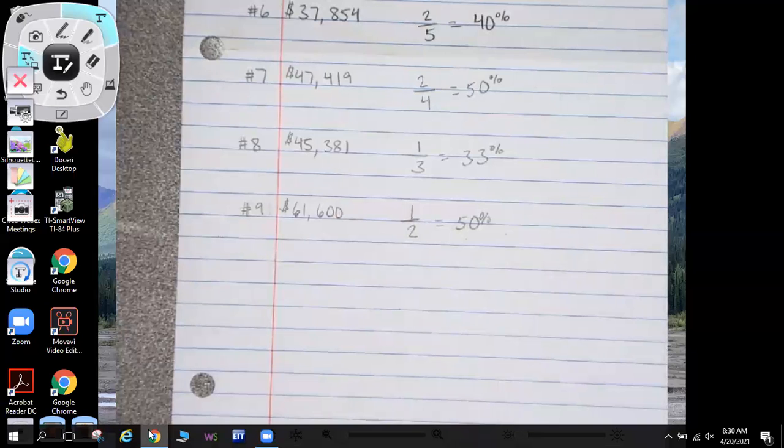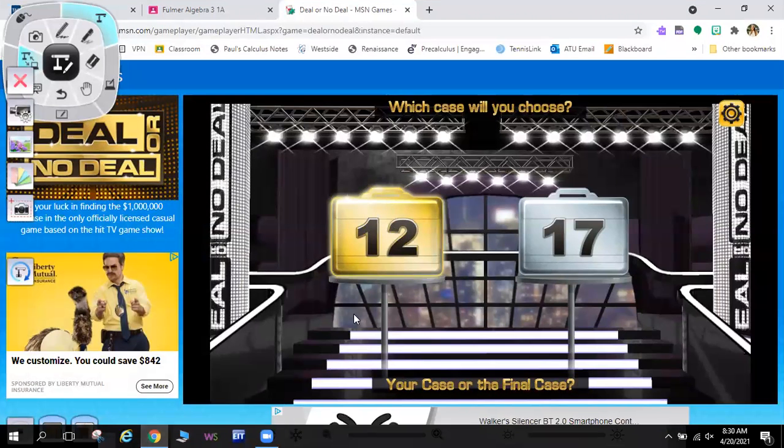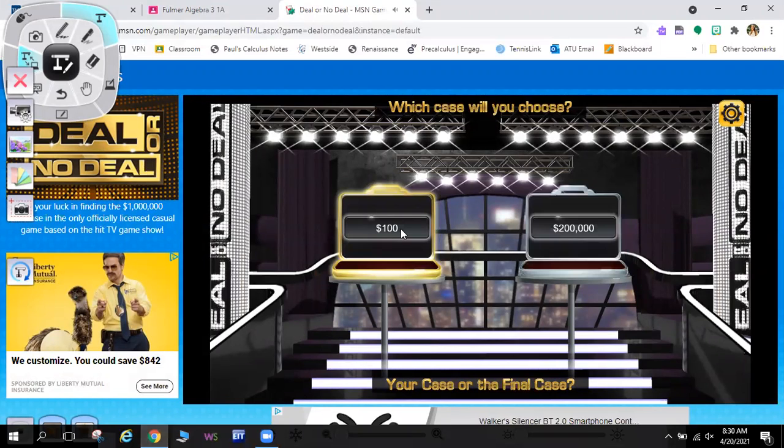Once you get to this last round, you can stay with the original case that you chose, or you can switch to the other case that's left and win the money that's in that one. I'm going to stick with mine. I win $100. Yay.